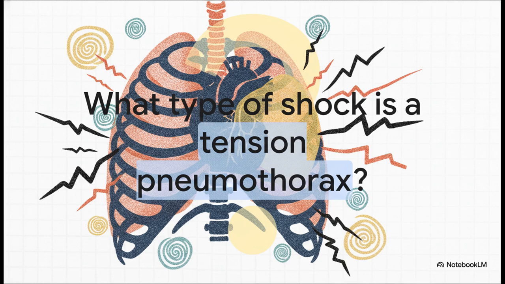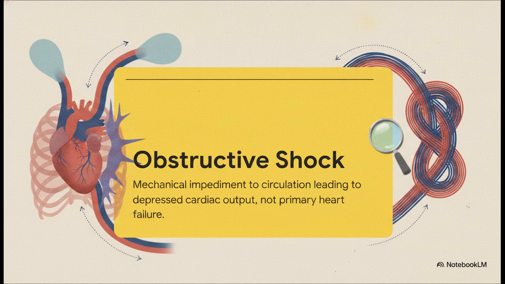That trapped air inside the chest cavity. What's it actually doing? Well, the answer is D. Obstructive shock. And this is an absolutely crucial distinction. You see, obstructive shock is actually a subform of cardiogenic shock, but it results from a mechanical impediment to circulation. It's like trapped air physically pressing on the vessels. So it's a mechanical blockage, right? Not a primary failure of the heart muscle itself. The pump is fine. The pipes are just squeezed shut.